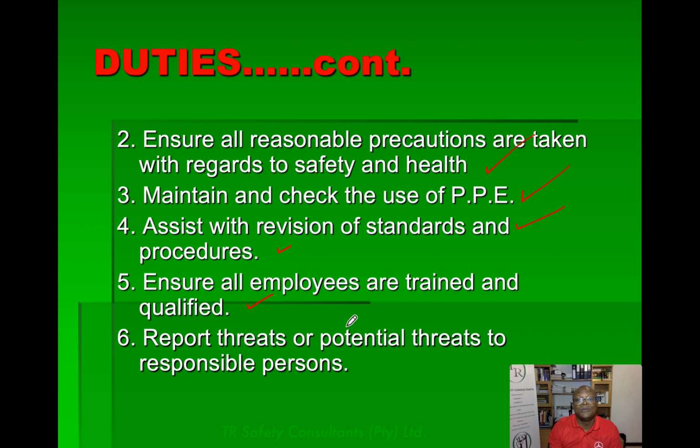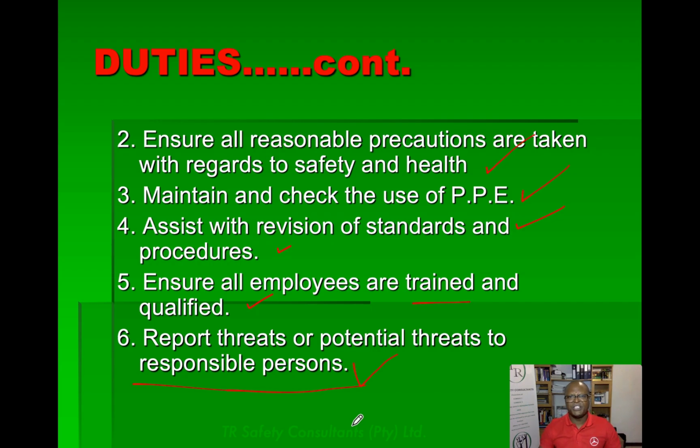Okay. You see people doing ABCD and you think, that needs to have a permit. You can ask that. That's what we're talking about here. Okay. Report threats to the responsible person. Very important here. Who is this responsible person? You must know. The responsible person is the responsible supervisor for that section. That's where your reports go.